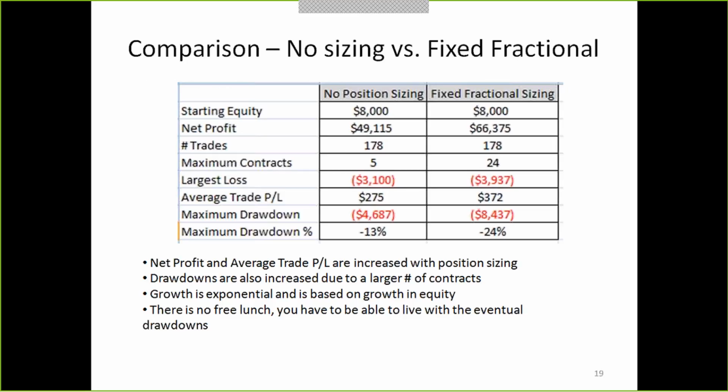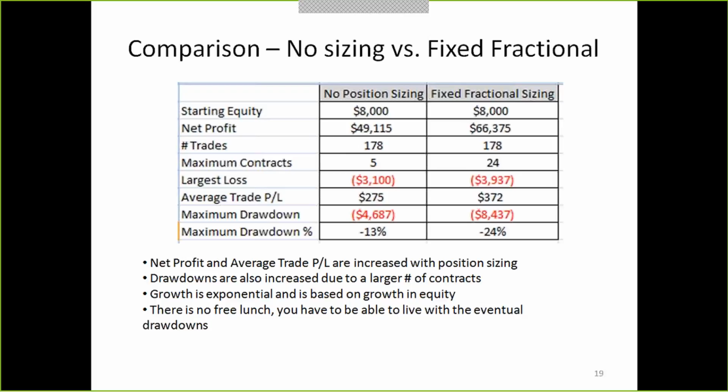Okay. So here's a comparison between the two graphs that we were looking at: no position sizing versus the fixed fractional sizing. In both cases, we started with $8,000. With the fixed fractional, you can see that we grew that up to $66,000 versus $49,000 for no position sizing. We had the same number of trades. The maximum number of contracts changed. We had 5 for no position sizing, and we eventually grew up to 24.